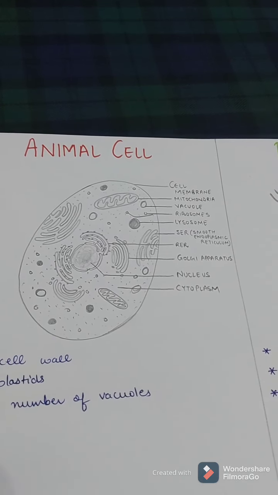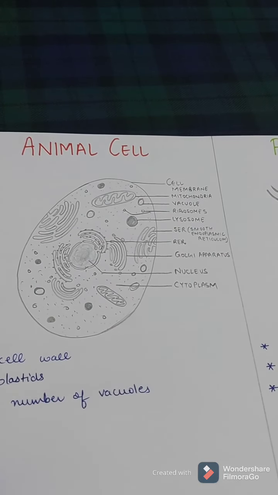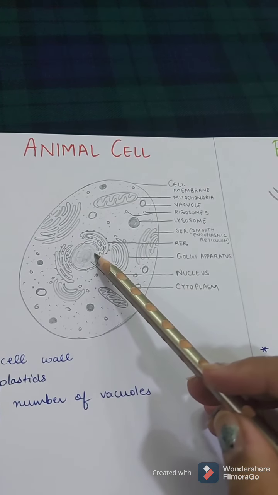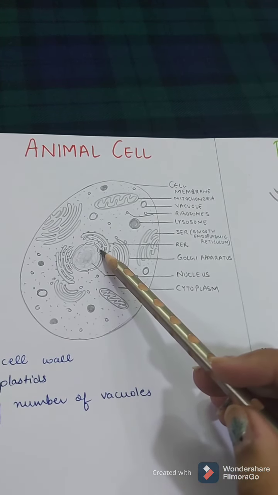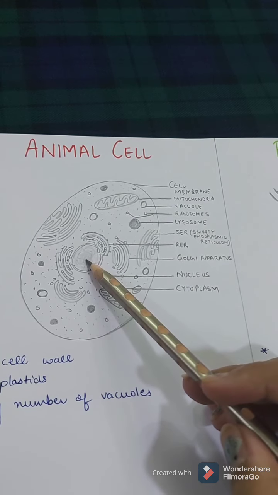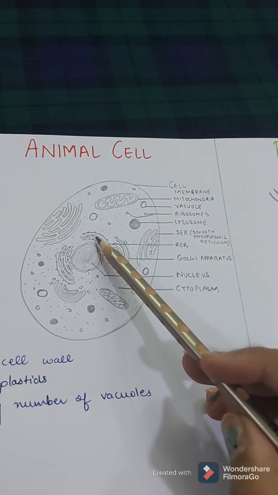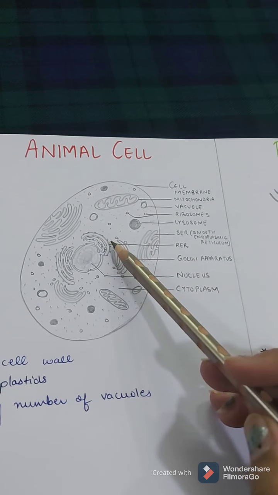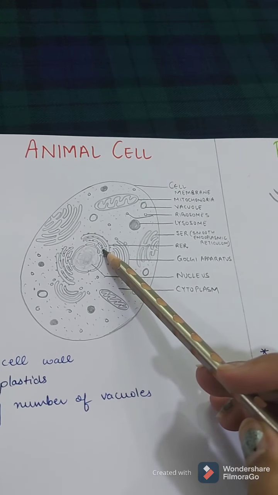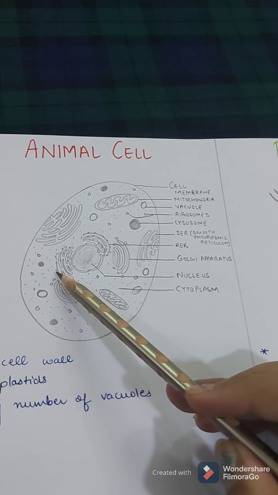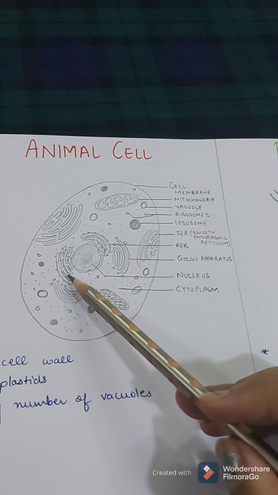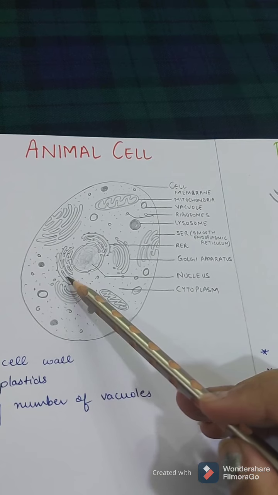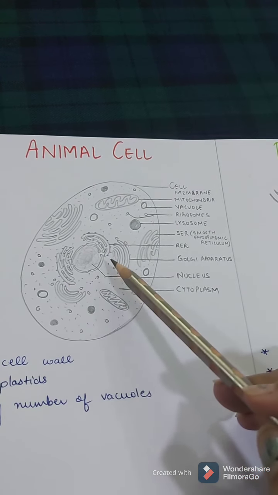So, this is the general structure of an animal cell with the centrally placed nucleus. Nuclear membrane and nuclear pores are also present. Along with the nucleus, there is the presence of an endoplasmic reticulum, basically a rough endoplasmic reticulum with ribosomes attached to it. As we studied, near the rough endoplasmic reticulum, Golgi bodies are also present.